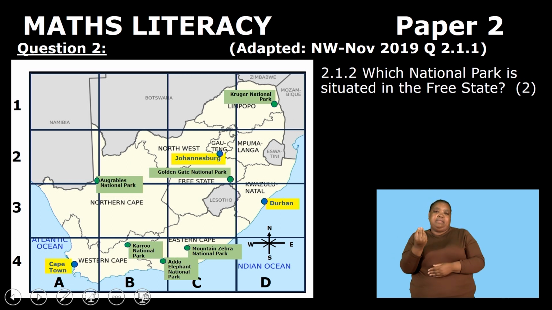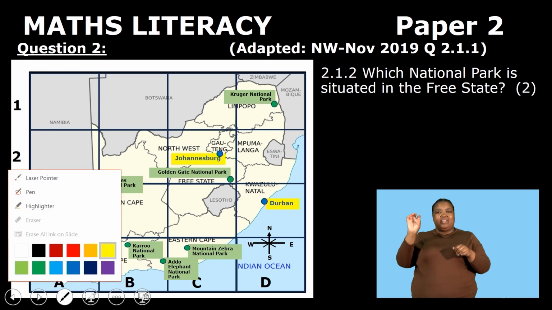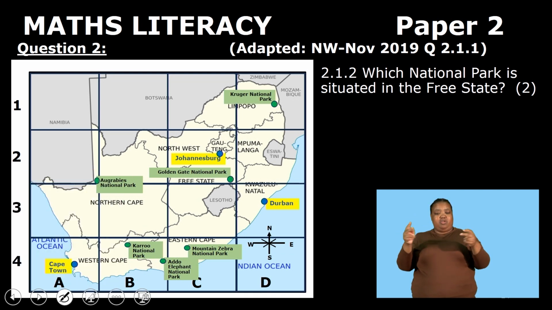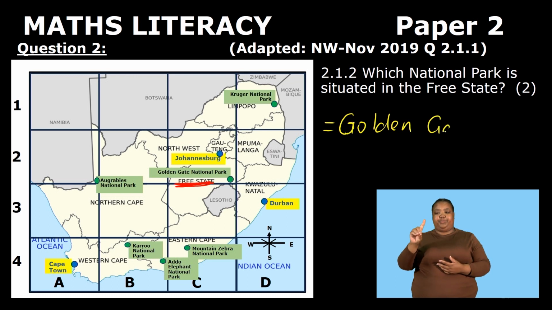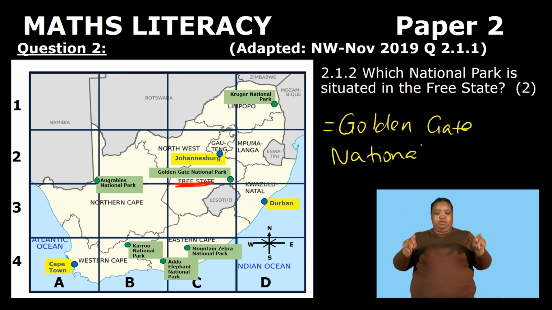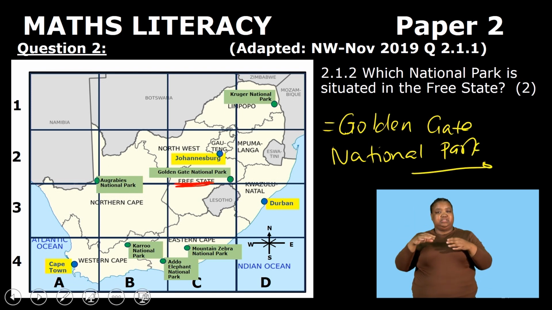Then 2.1.4, which national park is situated in the Free State? So we go to our map, we look, here is Free State, and we are looking for the national park. The national park that could be found there is Golden, this is G, so it's Golden Gate National Park. So this would be your answer.